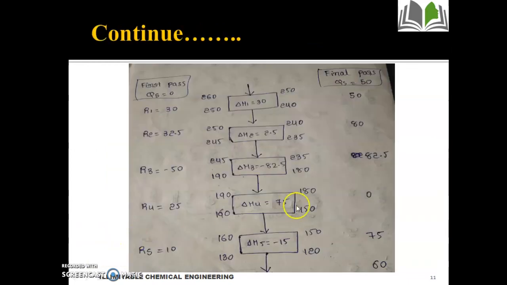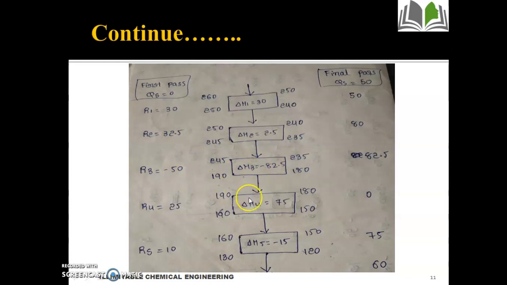This is H4, 1350 minus 600, this is 75, and this is minus 50, right? So for the first, let QS, the hot utility, be equal to 0, and we add delta H1. So 0 plus 30 will give you 30. 30 plus 2.5 will give you 32.5. 32.5 minus 82.5 will give you minus 50.